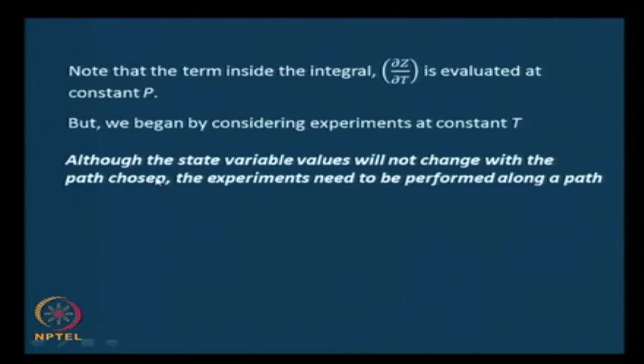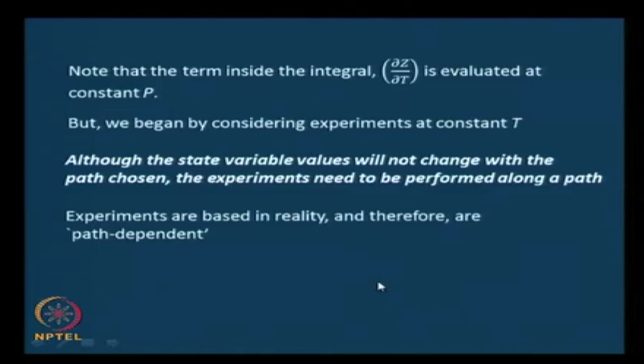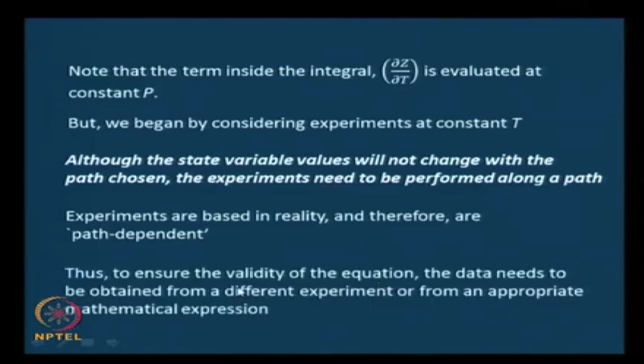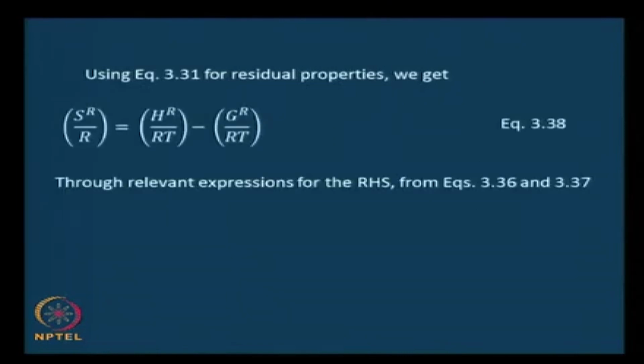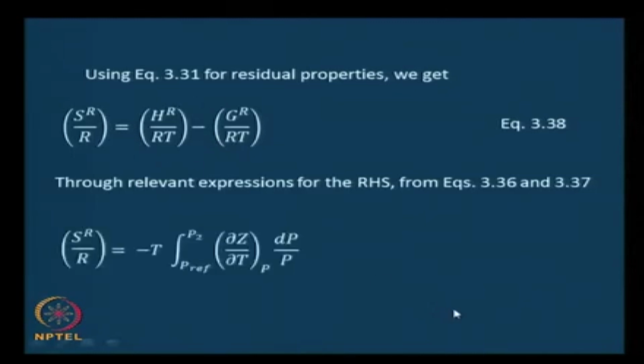And then we also noted that although the state variable values will not change with the path chosen, the experiments that are designed to evaluate these are path dependent. They need to be performed along a path, and therefore we need appropriate conditions, experimental conditions, or appropriate mathematical expressions. Then these are the other residual properties in terms of Gr by RT and other things that we know.